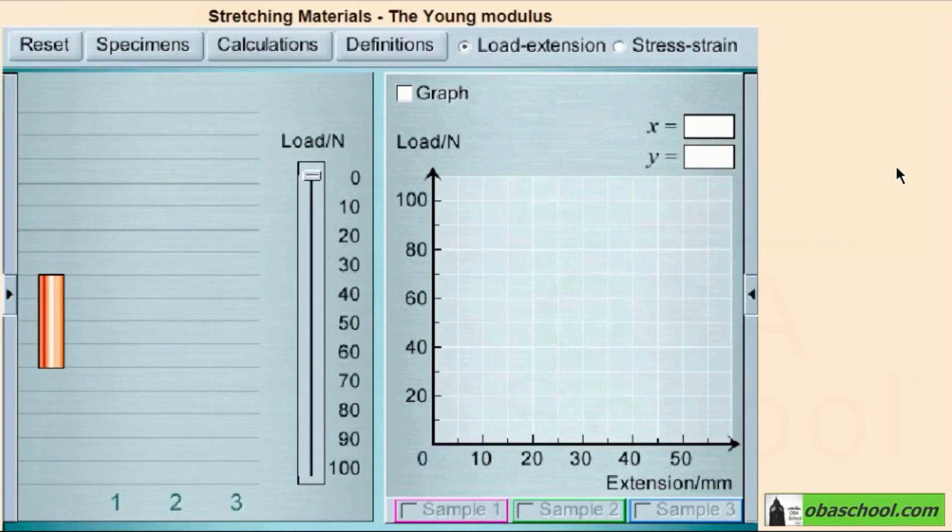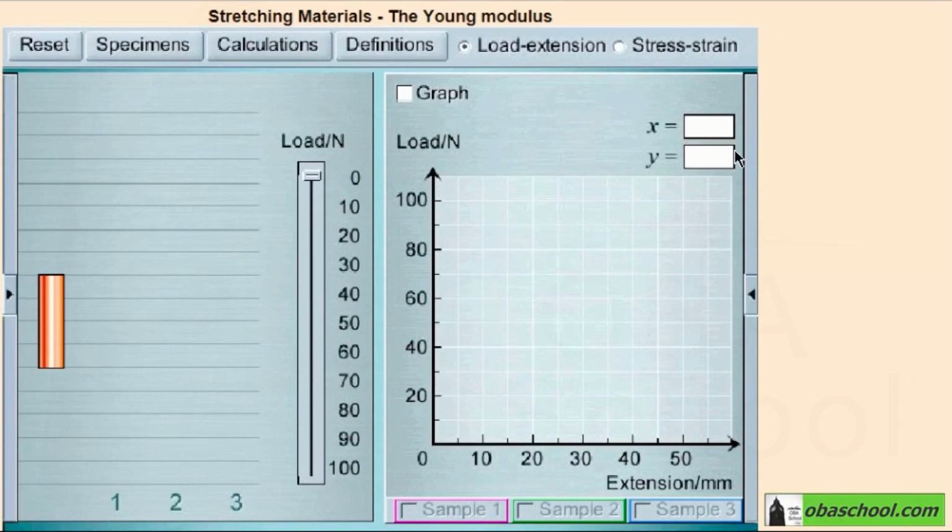Hello everyone, in this virtual lab we're going to discuss the Young modulus. A stiff material has a steep stress-strain graph. This is because a large stress is needed to produce a given strain. The gradient of the graph is thus a measure of the stiffness of the material. We call the gradient the Young modulus of a material.